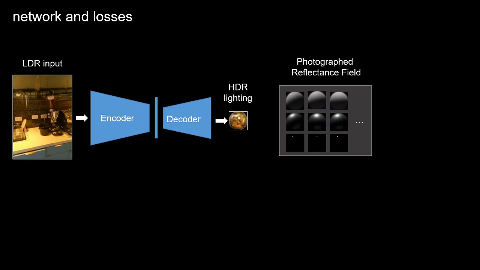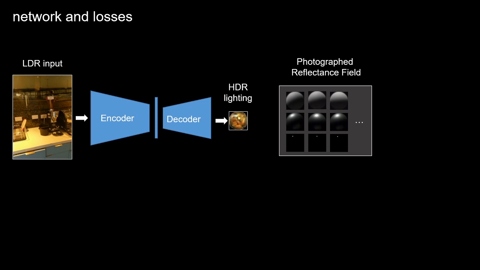Now, because light is additive, we can linearly combine these images after scaling them to generate spheres lit by the predicted illumination. This rendering technique is called image-based relighting, and it's trivially differentiable, as is required for gradient-based learning, because it consists only of multiply and add operations.